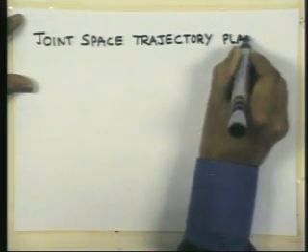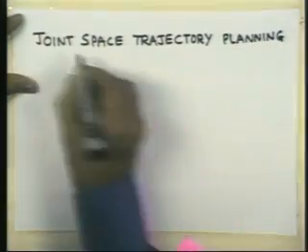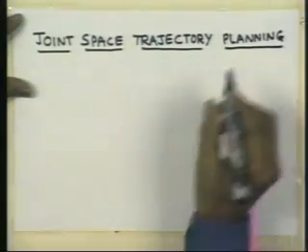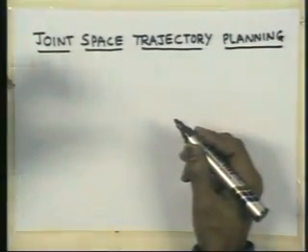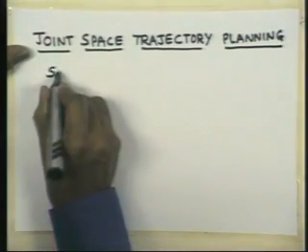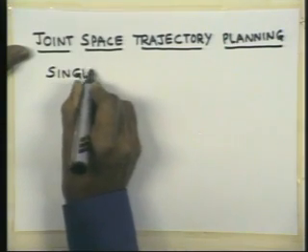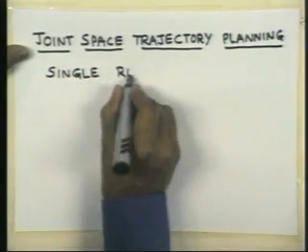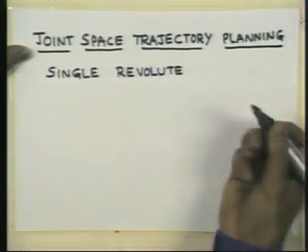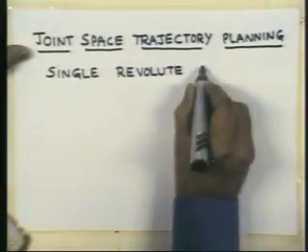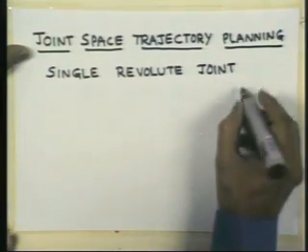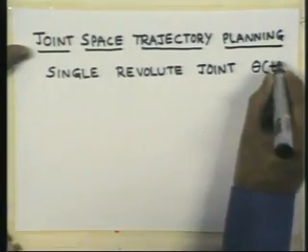Joint space trajectory planning. Let us look at a single joint first, then we will worry about a manipulator which has several joints and so on. So, a single joint, say I will say single revolute joint to be more specific, but our discussion pertains to any type of joint. So, single revolute joint, whose motion is say theta as a function of time.